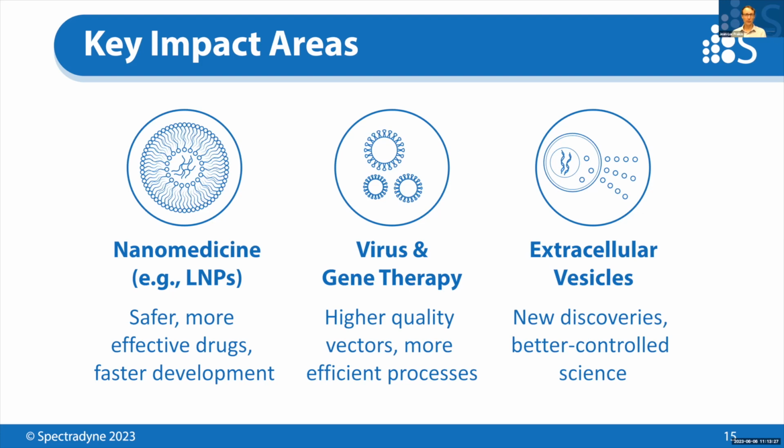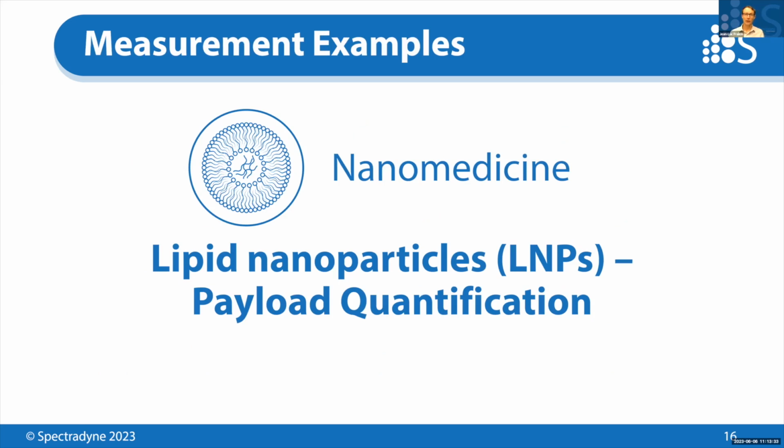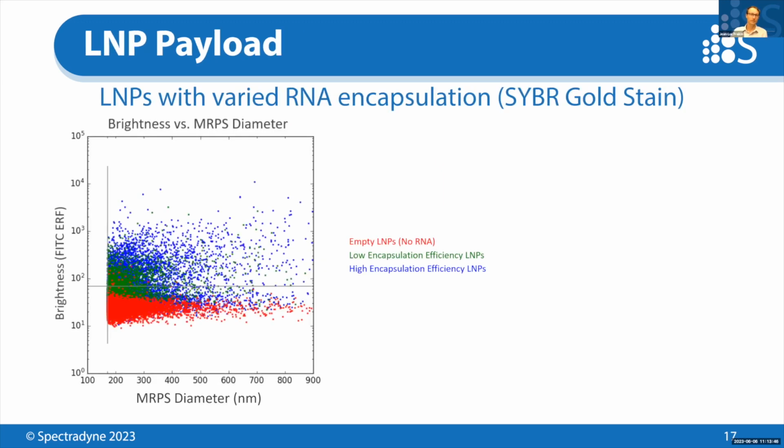So let me get into a couple of examples to show you some of the exciting things that we can do with the ARC, starting with nanomedicine applications. Here we're going to look at lipid nanoparticle formulations and characterize their encapsulated RNA payload in the samples. What I'm showing you here are measurements of 3 different LNP formulations. These were made by the Nanotechnology Characterization Lab in Frederick, Maryland.